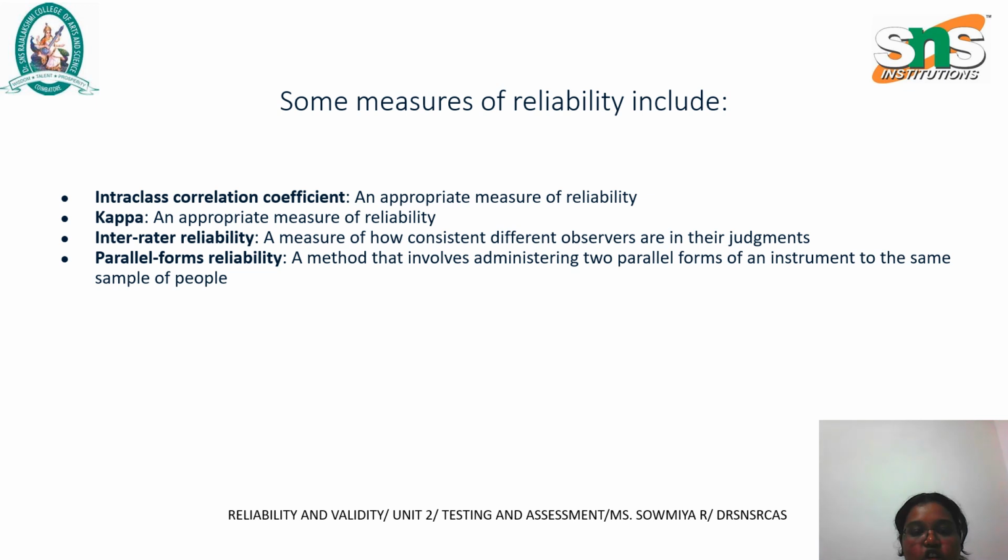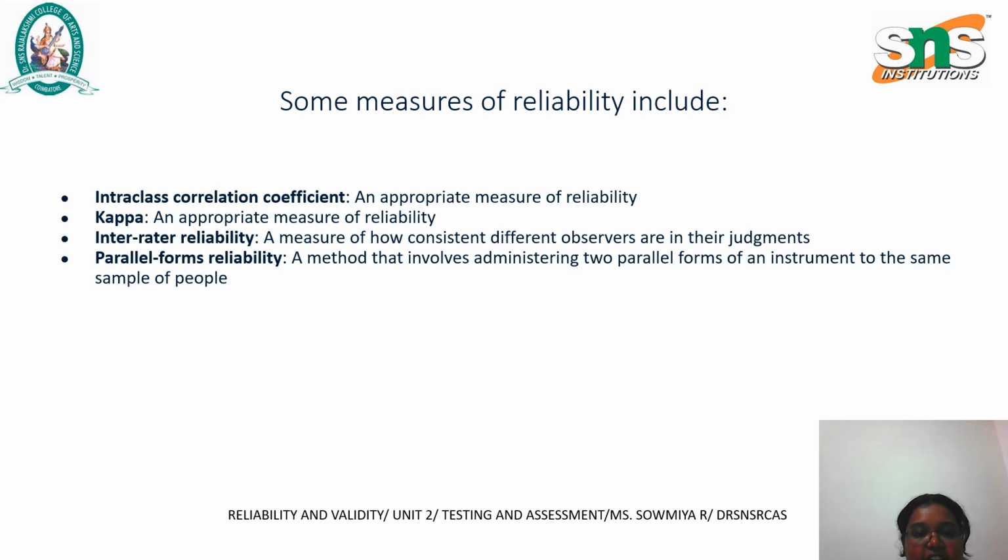So the interpretation of reliability estimates: low reliability, 0 to 0.40, indicates inconsistent or unreliable measurements. Moderate reliability, 0.40 to 0.70, indicates some consistency but may require improvement. High reliability, 0.70 to 0.90, indicates consistent and reliable measurement. Very high reliability, 0.90 to 1, indicates extremely consistent and reliable measurement.